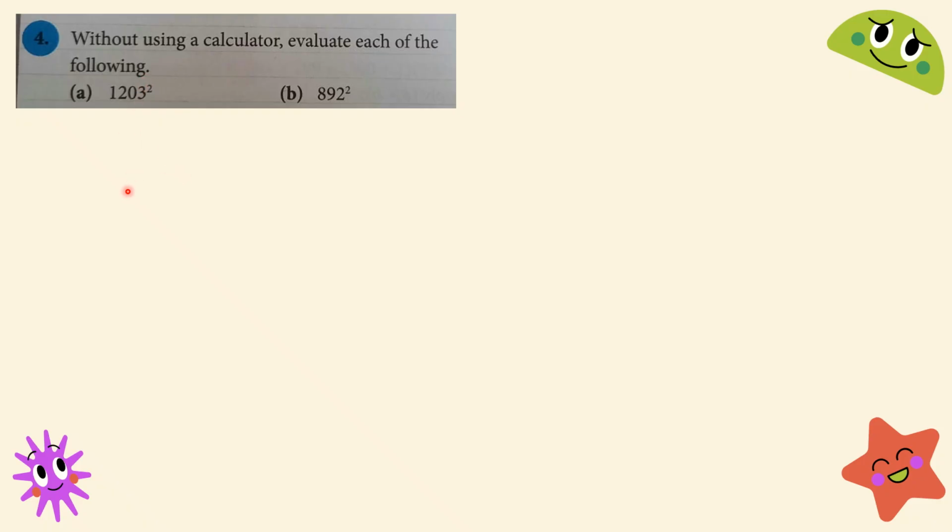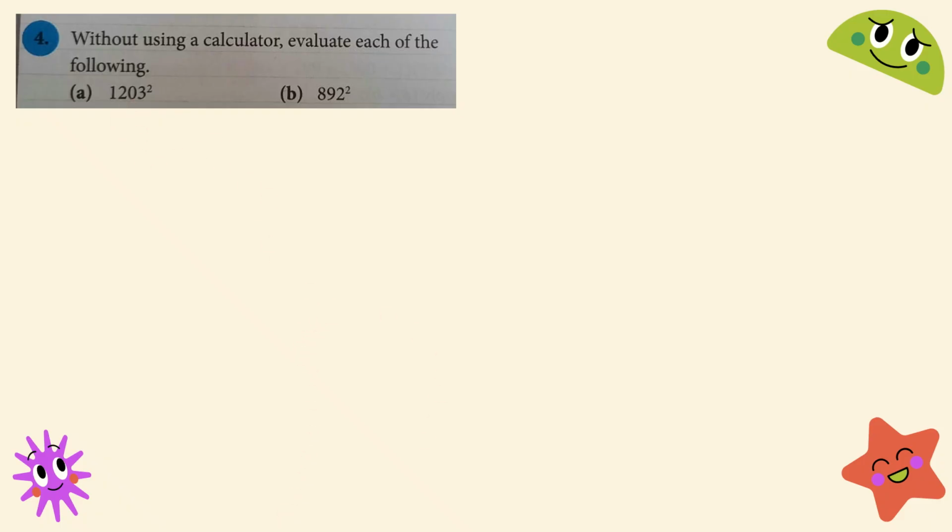That means as we are on the chapter which is about expansion and factorization, of course we have to use the identities to solve these questions. Otherwise we can simply say that 1203 multiplied by 1203 will give me the required answer, but I am not going for that because I have to use identities to solve it. So let's look at this question and think of the identities.